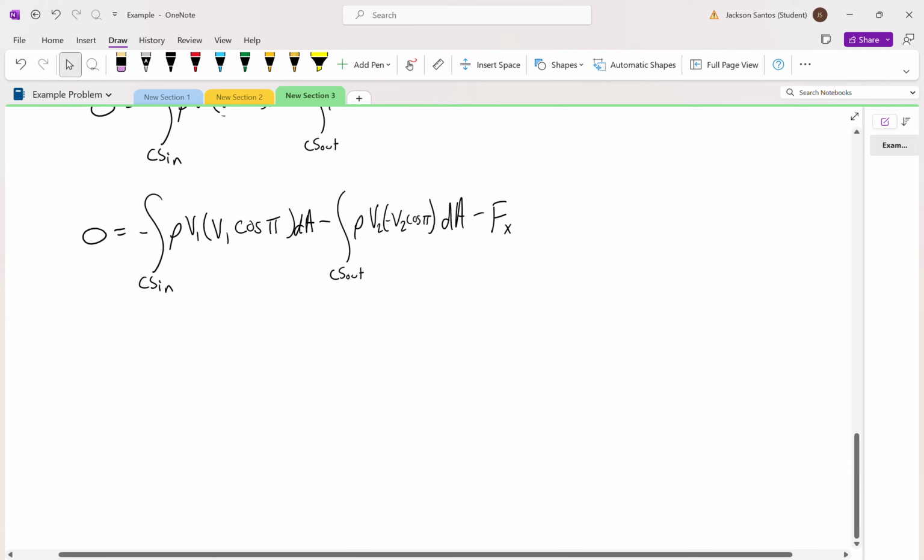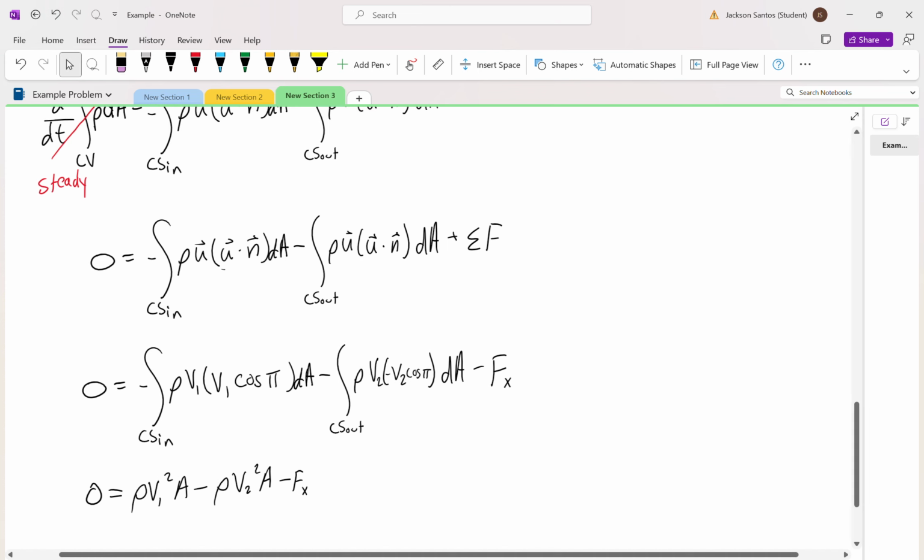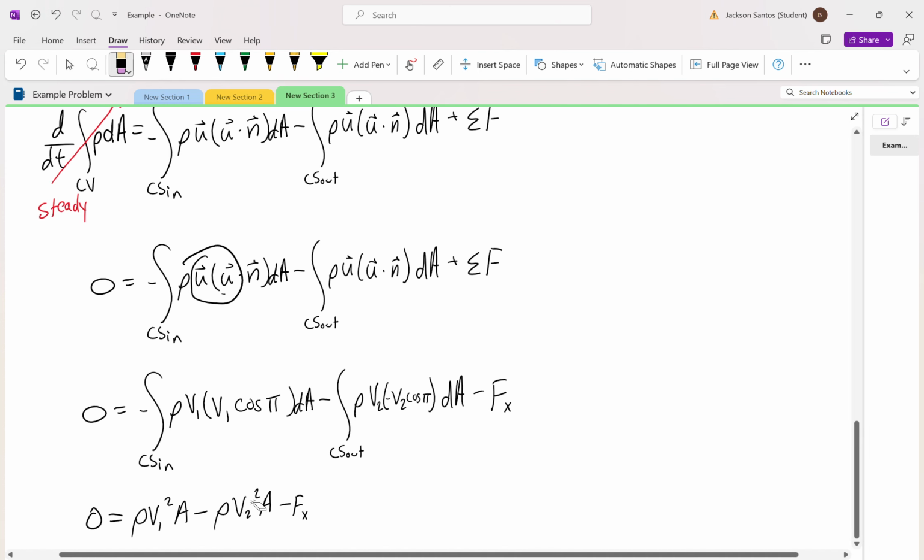So then we can go ahead and do what we did on the last problem, and I'm just going to simplify that really quick. I'm not going to solve the integral. If you need help solving the integral, you can go up and watch how I did the conservation of mass integral. But this is going to result in us getting density v1 squared a minus density v2 squared a minus f of x. The conservation of momentum is going to have this squared term because we have two velocity vectors here.